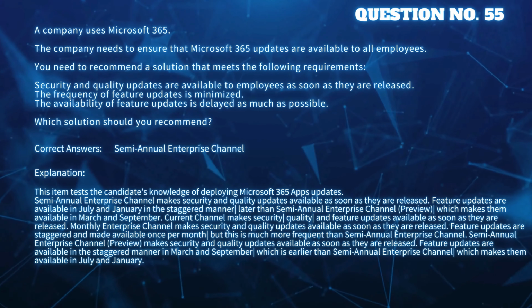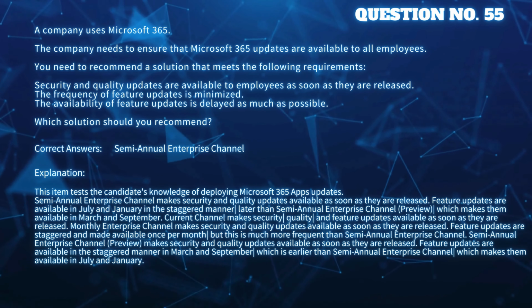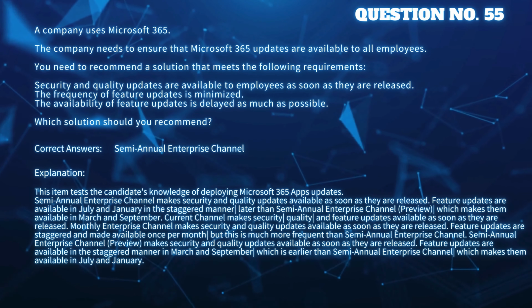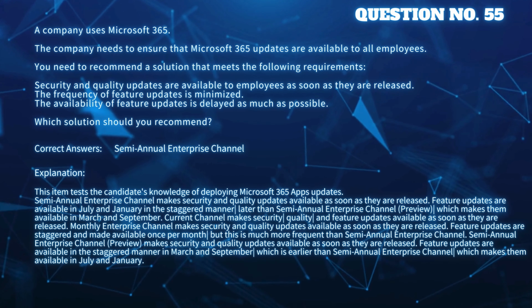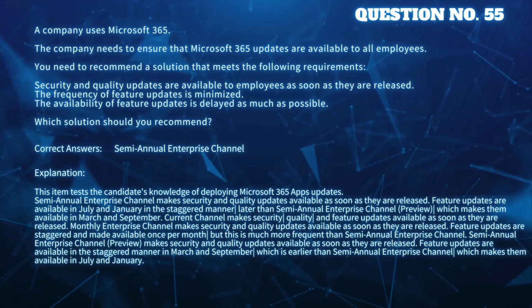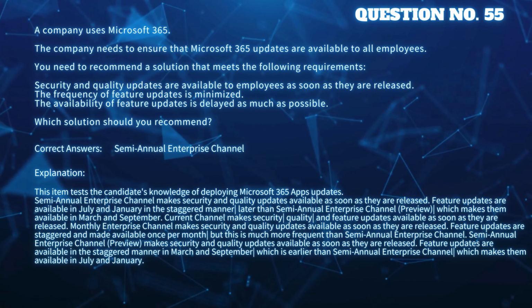Semi-Annual Enterprise Channel makes security and quality updates available as soon as they are released. Feature updates are available in July and January in a staggered manner, later than Semi-Annual Enterprise Channel, Preview, which makes them available in March and September. Current Channel makes security, quality, and feature updates available as soon as they are released.